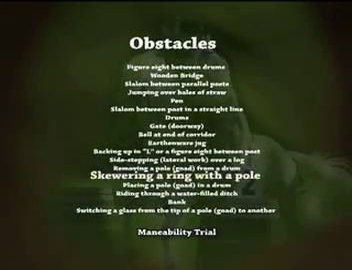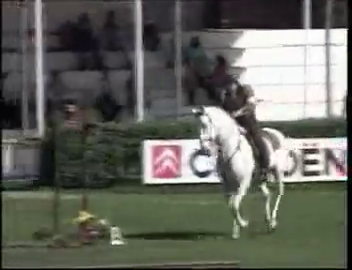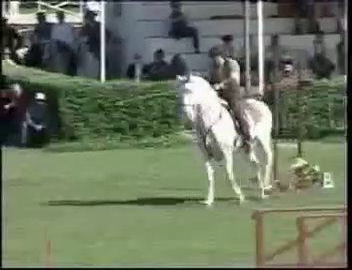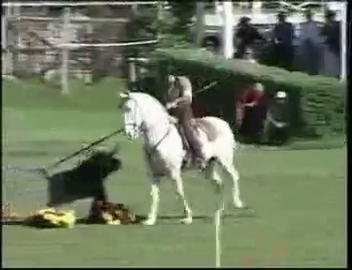Skewering a ring with a pole. The competitor at a canter will skewer the 15 cm diameter rings located on the bases at various heights with the tip of the pole, goad.